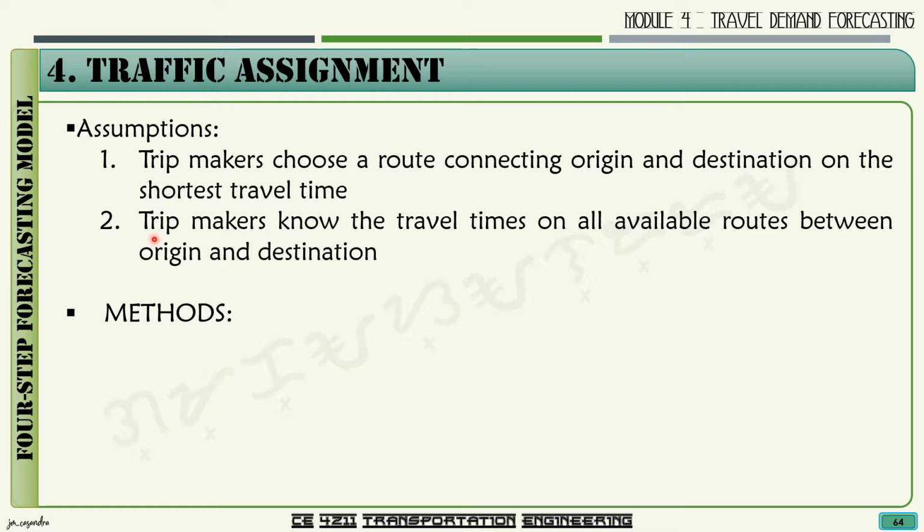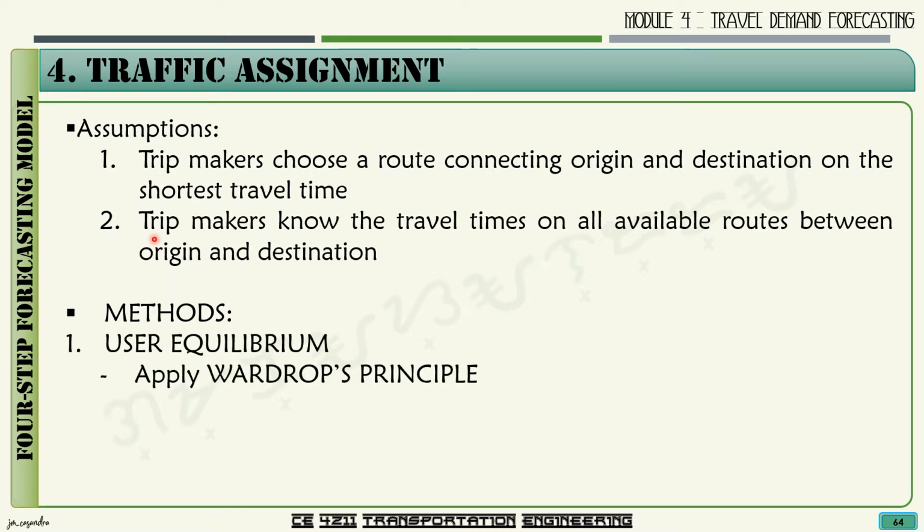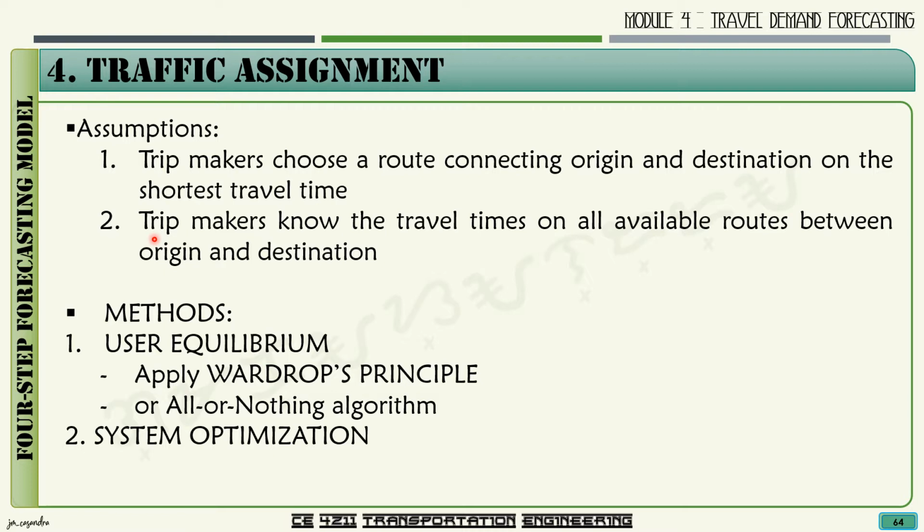So the methods in performing traffic assignment would include the user equilibrium, wherein we apply the Wardrop's principle or an all-or-nothing algorithm. And the next method is the system optimization, in which we follow this equation wherein S of x is equal to the sum of x sub n times t sub n, where t sub n is a function of x sub n.